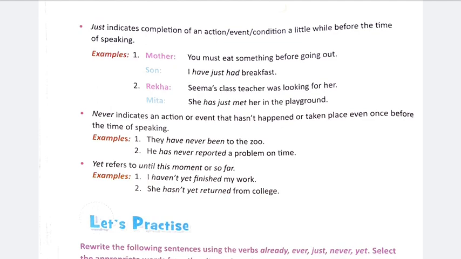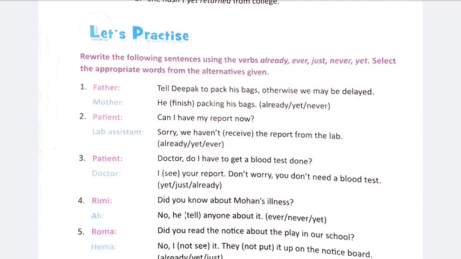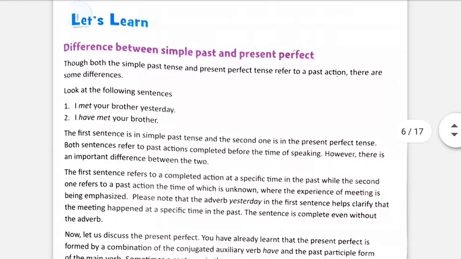So here is again the let's practice part. You will read the rules once again on your own, then you will solve it on your own. Later on I'll be evaluating your work.